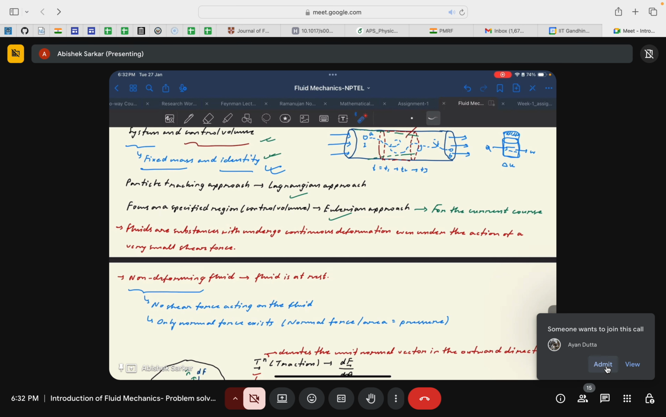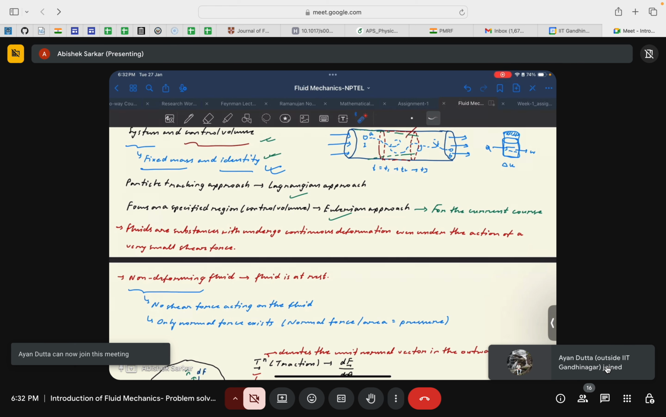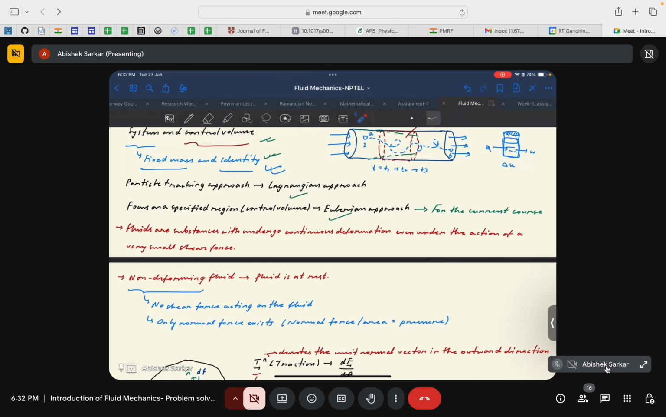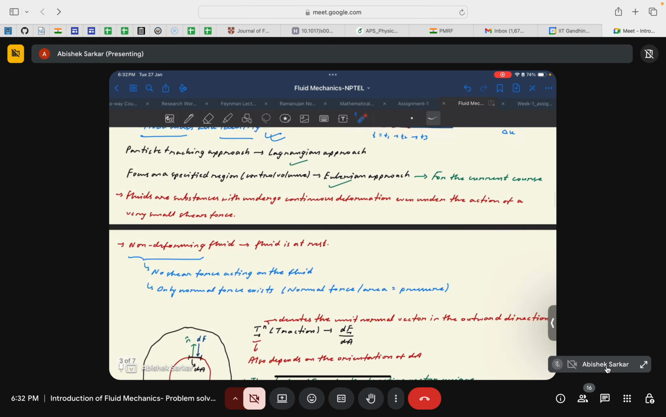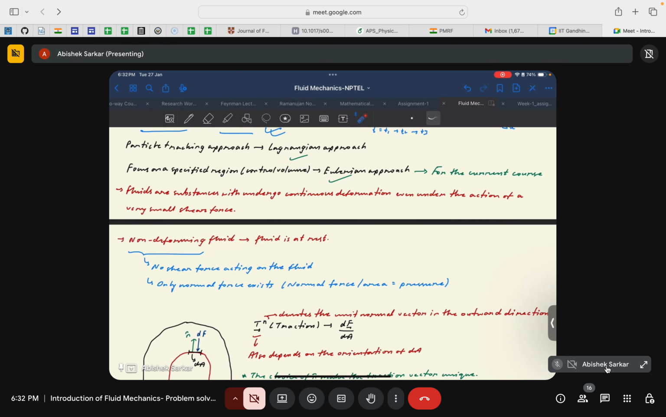Okay, but in the case of fluid, it's a very funny thing that even after the application of a very small amount of force, it will tend to deform continuously, and that continuous deformation is what gives the flow-like behavior. Okay, so that's a very nice and formal definition of fluid.